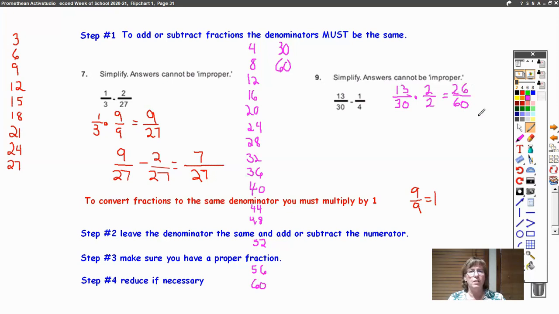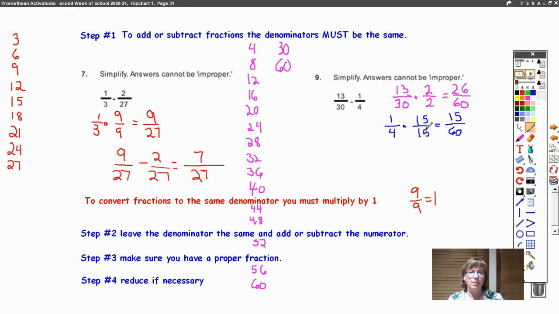So it would be 26/60. Well, now we have to convert the fourth, okay? So we'll do that one. So we'll have 1/4 times, and we're going to have to multiply that by some 1 to get to 60. And then we'll count and see how many. 1, 2, 3, 4, 5, 6, 7, 8, 9, 10, 11, 12, 13, 14, 15. So we have to multiply this by 15. Then 4 times 15 is 60. 1 times 15 is 15.